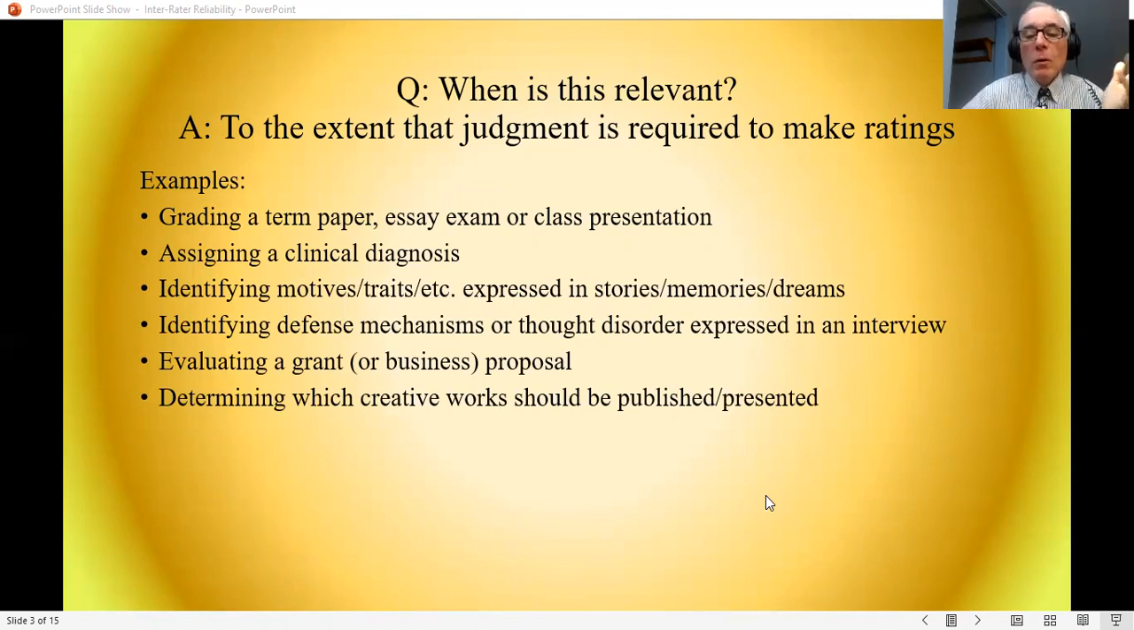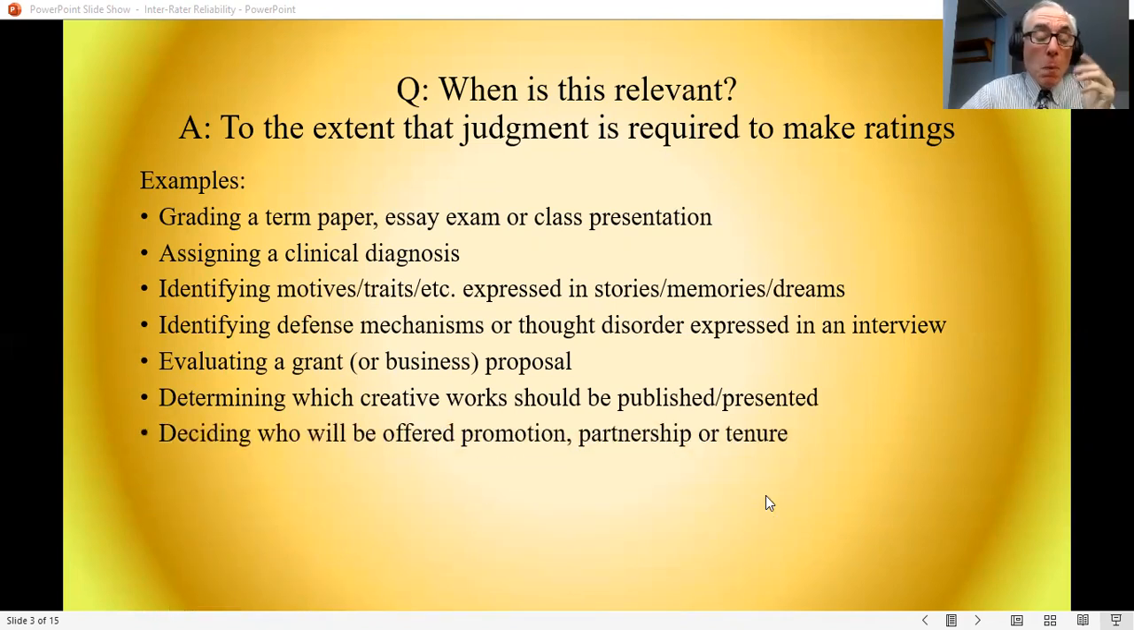All sorts of creative works undergo a process of being judged by presumed experts, editors, curators, and so forth before they maybe are accepted. Who's going to get the promotion? You know, who's going to make it to full bird colonel? Who's going to become a partner in the law firm out of all of the seventh year associates? Who's going to make tenure among the assistant professors that we've hired 5 or 6 years ago?